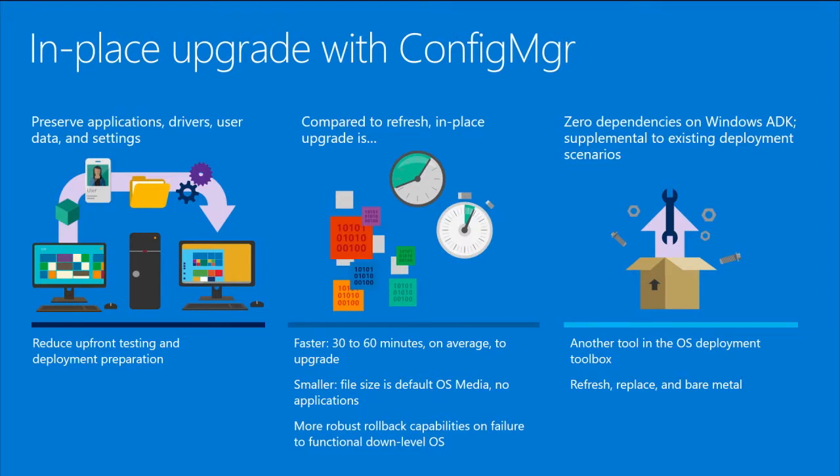So let's talk a little bit about in-place upgrade with Config Manager. The main value of in-place upgrade is threefold. It reduces upfront testing, it's faster, and has more robust rollback capabilities, as well as it's really another tool in your toolbox for deploying Windows 10. You'll still have cases where wipe and load or refresh is optimal. You'll have cases where modern deployment methods are optimal. It's a tool for you to consider as an expedited path to get to Windows 10, and it has a lot of value in expediting the process and readiness to start moving to Windows 10 on your existing install base of Windows 7, 8, and 8.1.